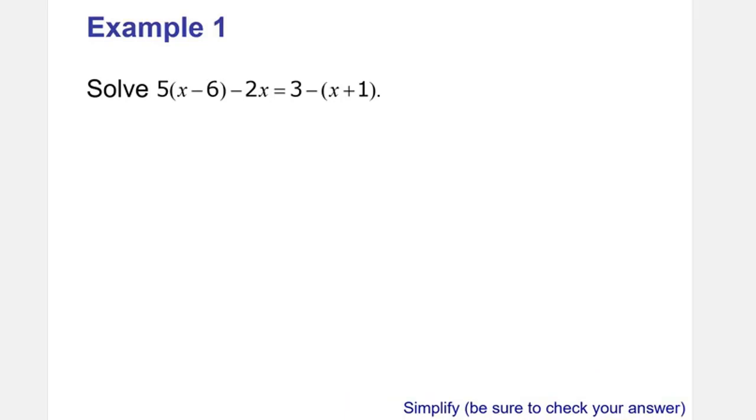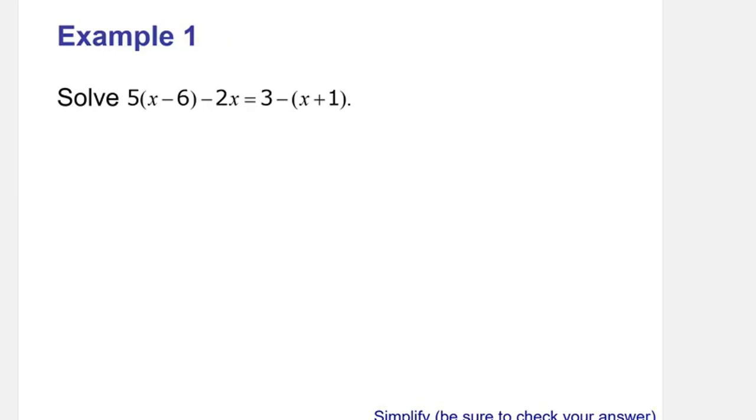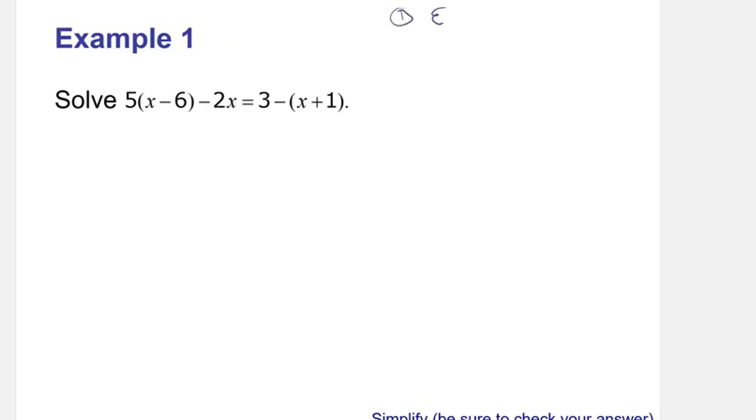The first thing we want to do is get rid of the parentheses. The first step is eliminate parentheses. Whenever I have something that looks like this, I have to distribute the 5 to the x minus 6 because that's going to help me eliminate my parentheses. The first thing I'll do is I'll distribute.